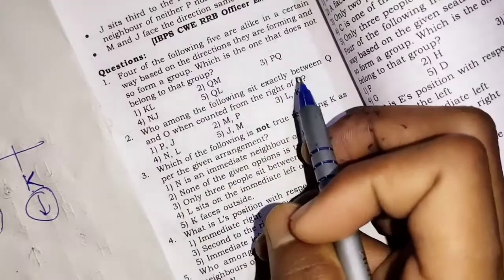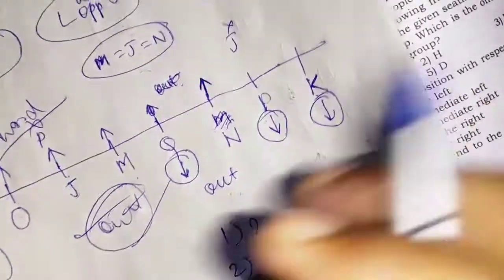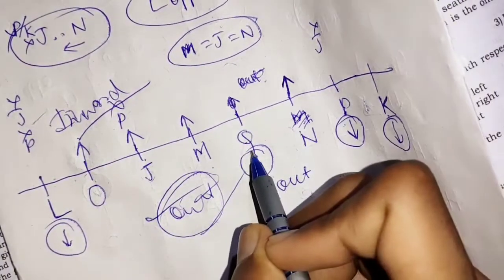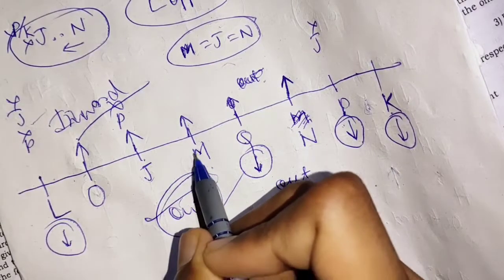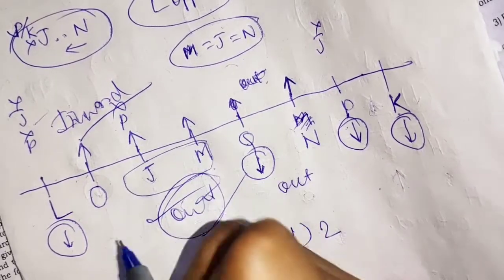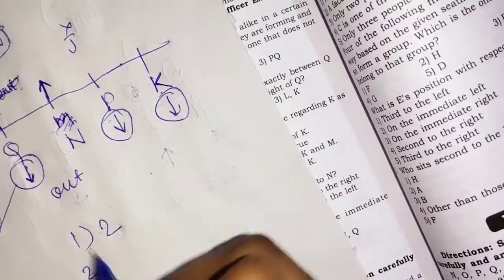Who among the following sit exactly between Q and O when counted from the right of Q? Right of Q, so this way. Right of Q and between Q and O, two persons are sitting, J and M. J and M. So 2, 5.